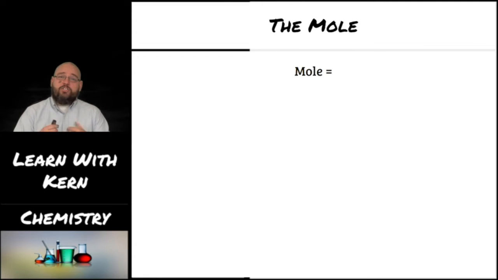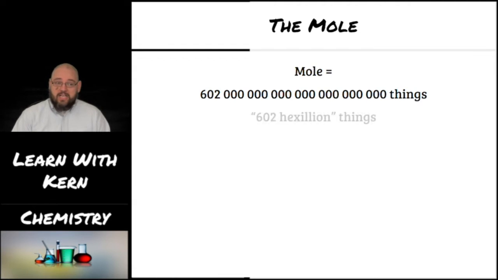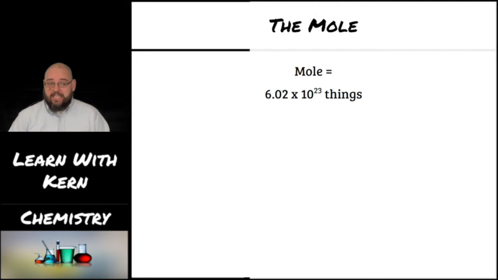So a mole is just a counting number. It's a very, very big counting number. One mole is 602 and a whole bunch of zeros of things. That's 602 hexillion things. So 602 and then 21 zeros. That is a huge number. You can also sometimes see it written down in scientific notation as 602 times 10 to the 23rd things. That's what a mole is. And it's just a counting number. So if you have a mole of anything, you have 602 hexillion things. That's what a mole is.